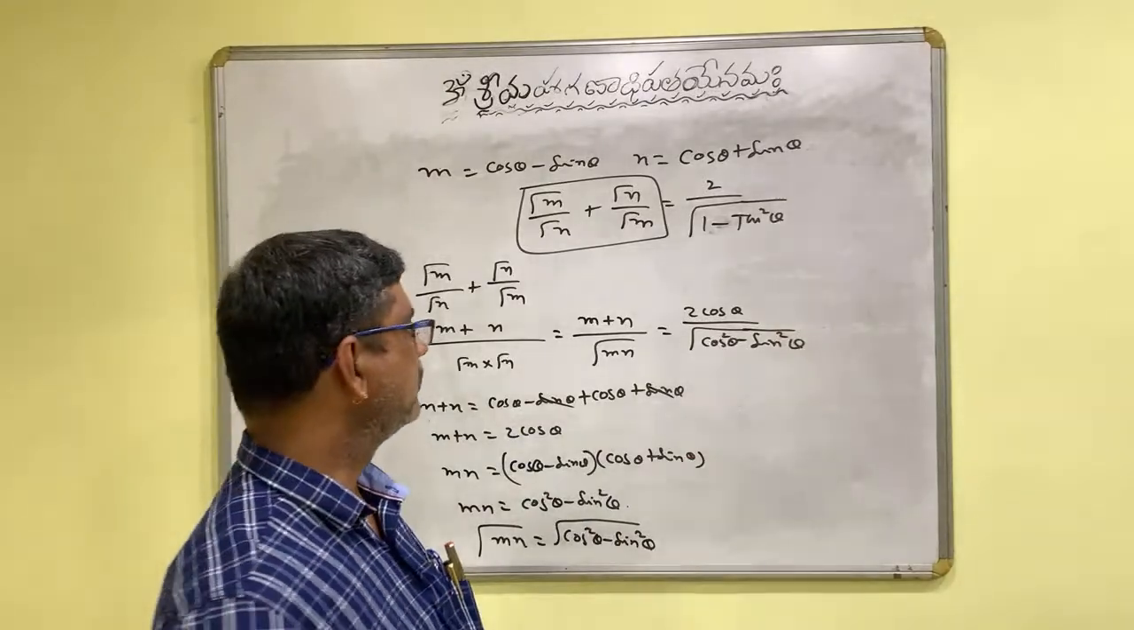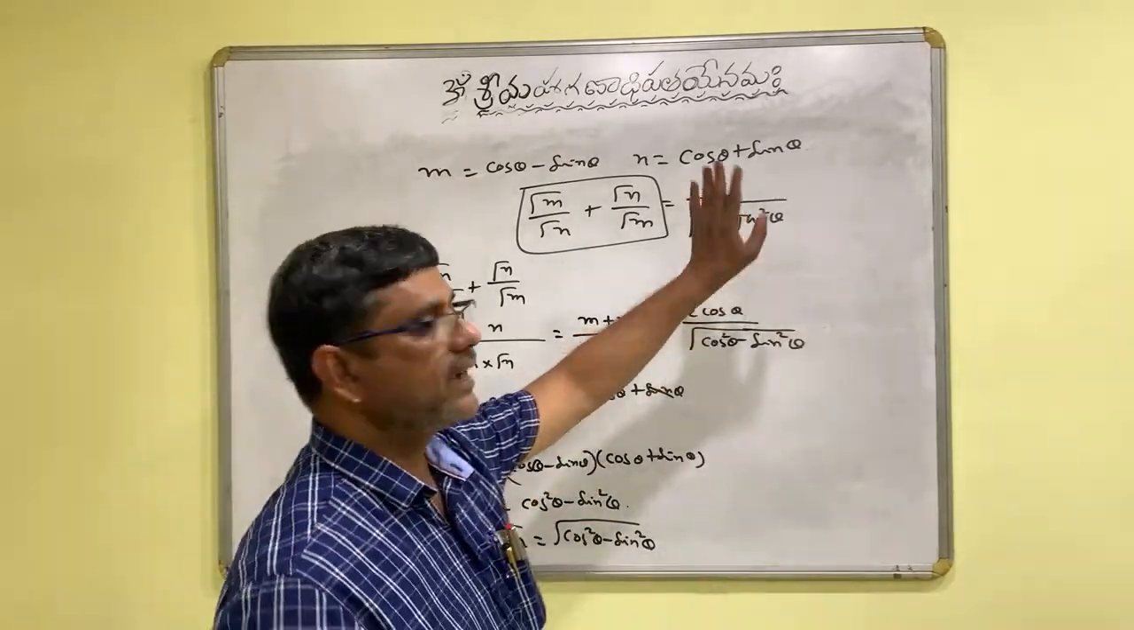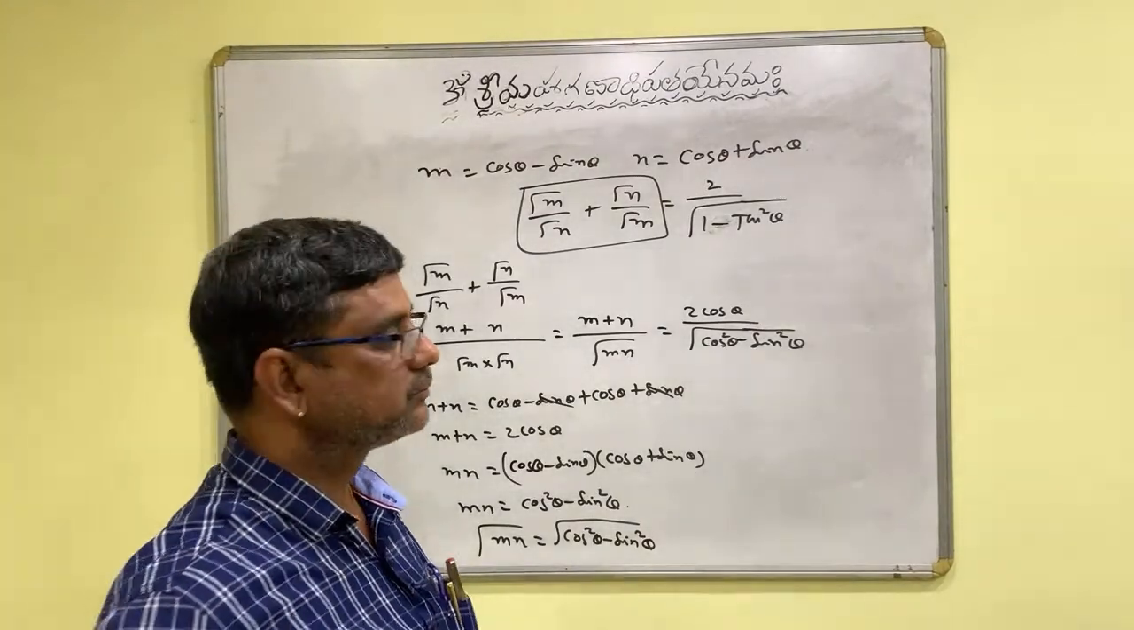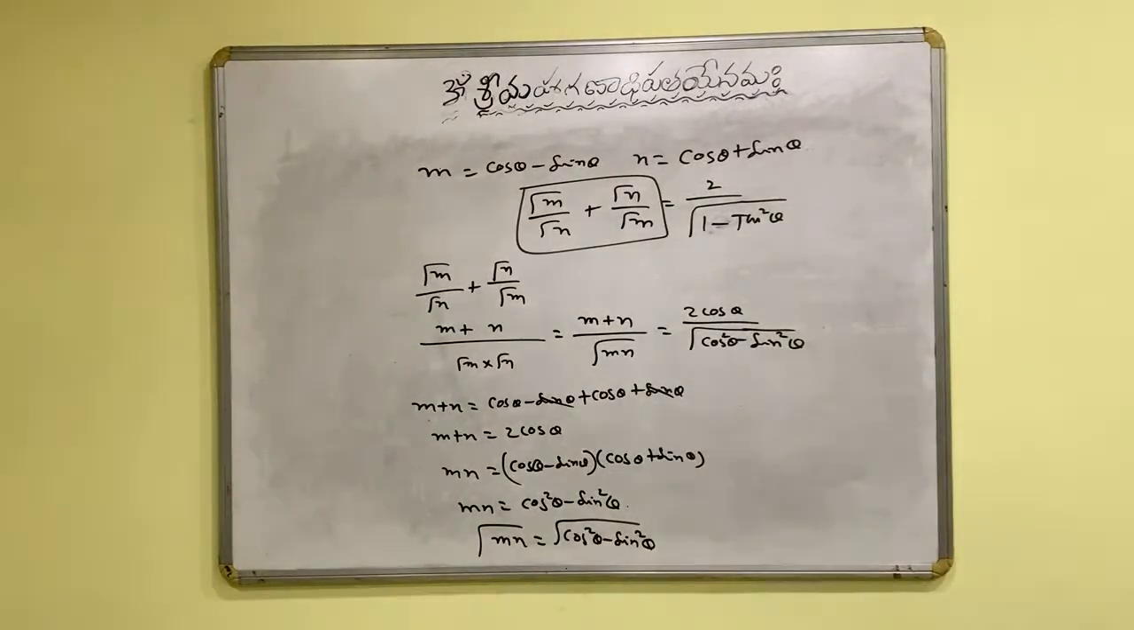Okay? Now the question arises, how to simplify RHS? Any idea? How to simplify RHS? Children, any idea from your side? RHS is 2 by root over 1 minus tan square theta. How to simplify that one? Can anyone say it? How to simplify 2 by root over 1 minus tan square theta? How to do it?